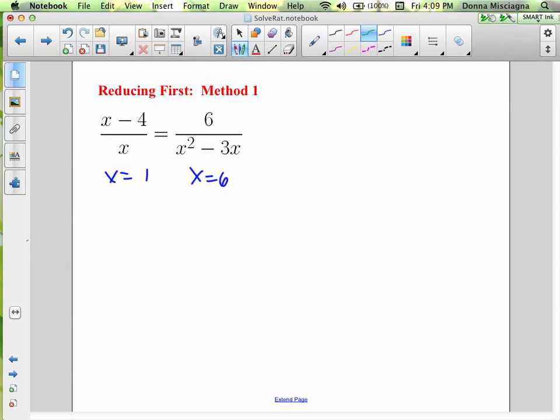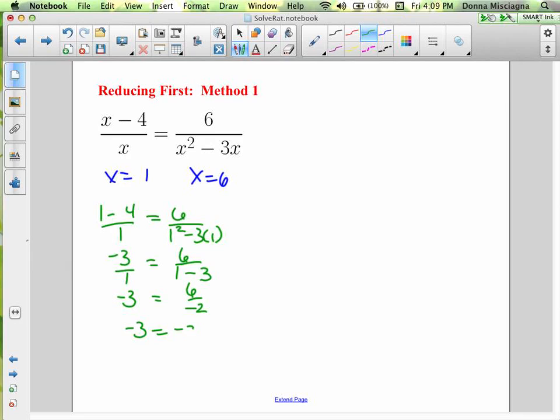All right, so we have 1 minus 4 over 1 equals 6 divided by 1 squared minus 3 times 1. So 1 minus 4 is negative 3, and divided by 1, that is negative 3. Over here we have 6 divided by 1 minus 3. That's going to give us 6 divided by negative 2, and that is negative 3. So that solution checks out. That one is a solution. I plugged in 1 and that worked. Let's plug in the 6.